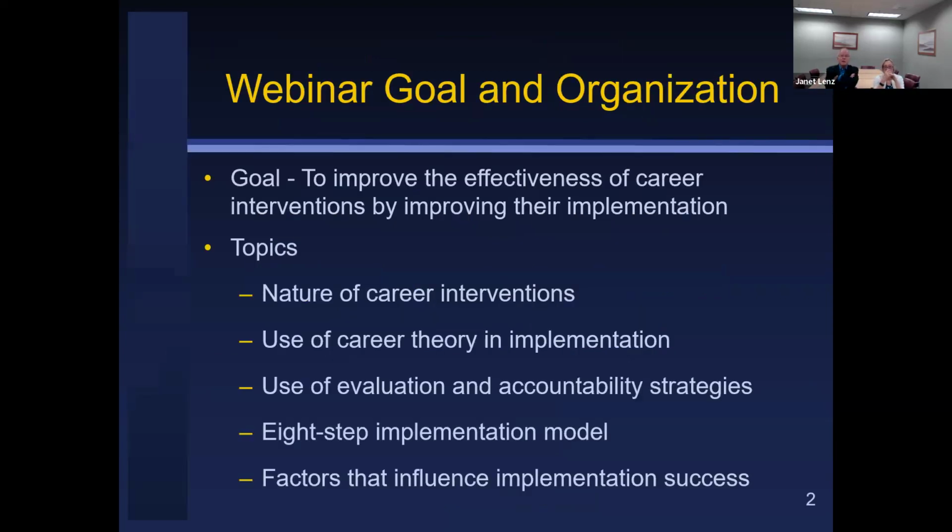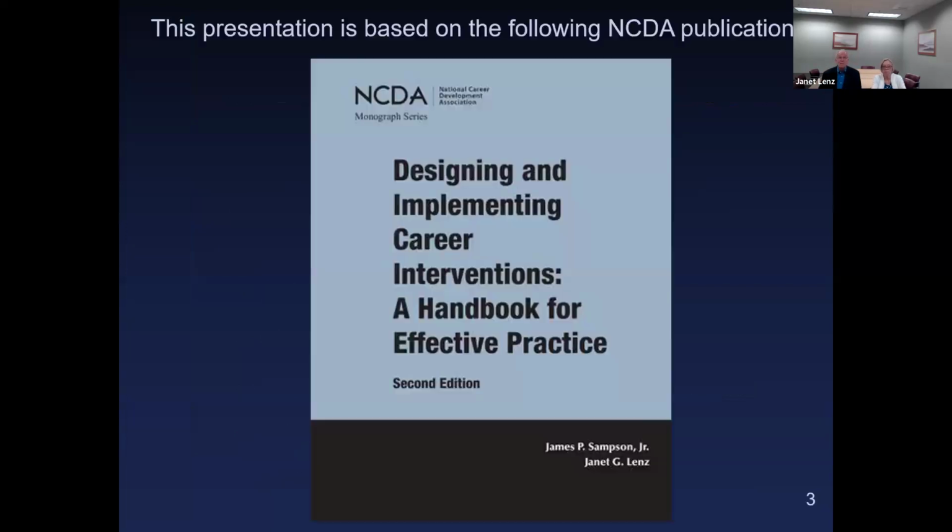So our goal is to improve the effectiveness of career interventions. We see the intervention process as a key leverage point for making the whole career intervention better and more effective in serving clients. If we can make the intervention process better, we make the intervention itself better. We mentioned the monograph several times. This is it. It just came out last year, and it's available from NCDA.